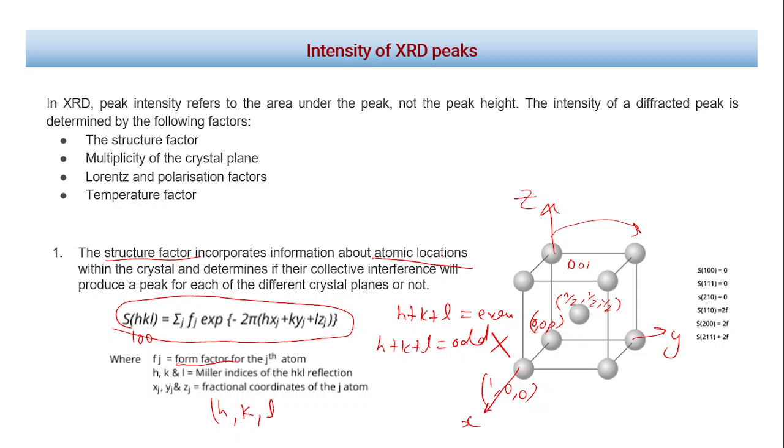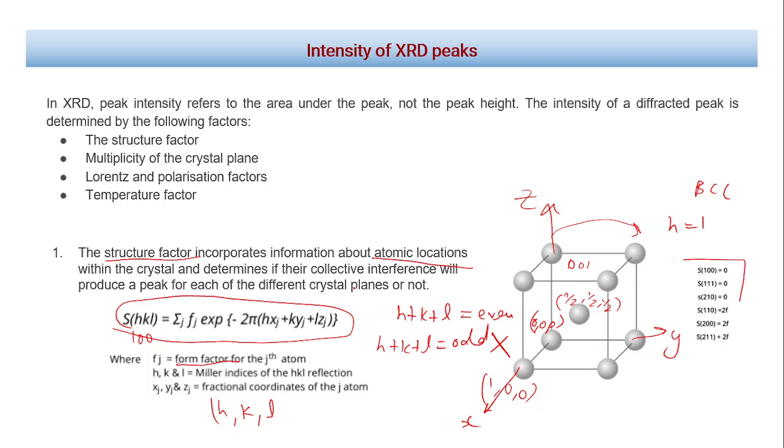because H is 1, K is 0, L is 0. So the total sum will be 1, which is odd. Odd means it's an odd integer. So because it's an odd integer, the X-ray diffracted from the 100 plane, I'm talking about BCC only here. This is for BCC. This is not in general.